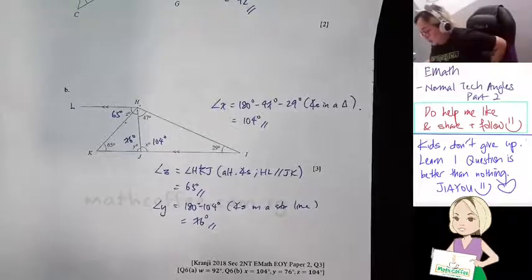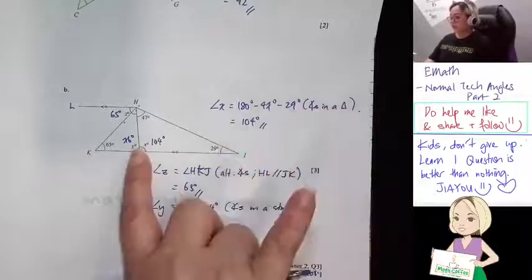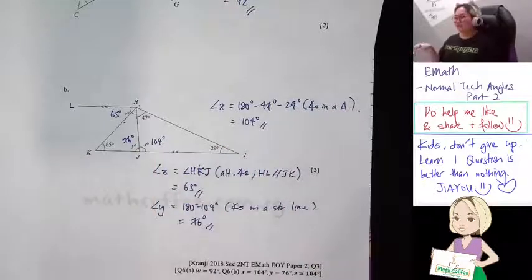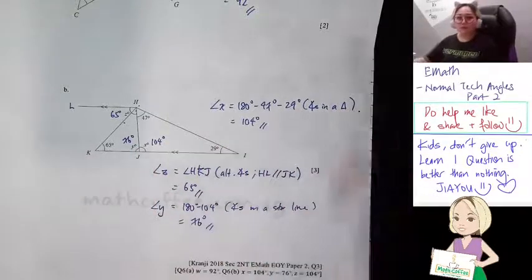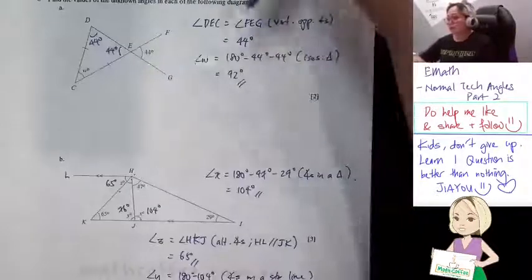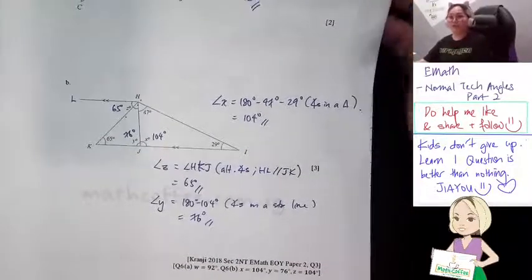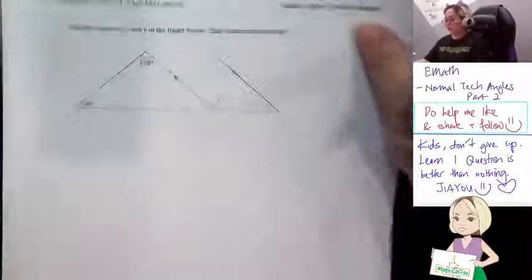47 plus 29 is equal to 76. Oh, that's the exterior angle, right? That's called exterior angles of a triangle. So sometimes angles may not be found in just one way. As long as you use the correct property, eventually you'll get the correct answer. Okay, let's move on.